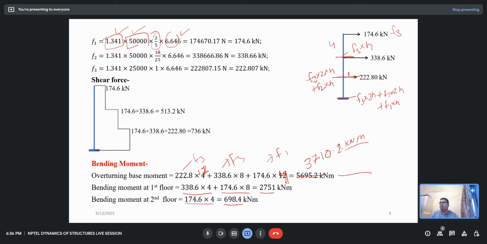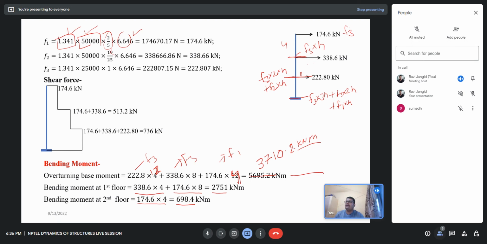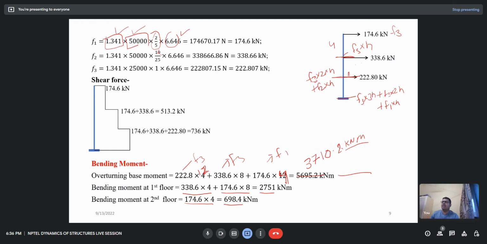In this question, is there any doubt? Anyone? Sumit, do you have any doubt? No. Okay. If not, then we are moving to another question.